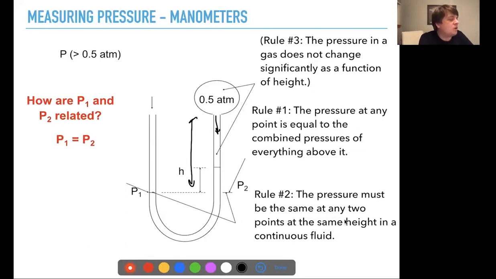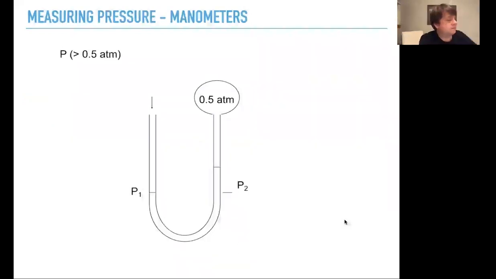Okay, so we want to understand how P1 and P2 are related. P1 is equal to P2 if we can trace a line straight across. So what we want to do is relate this height, the difference between P2, which is going to be equal to the atmospheric pressure, and the pressure in the bulb there.